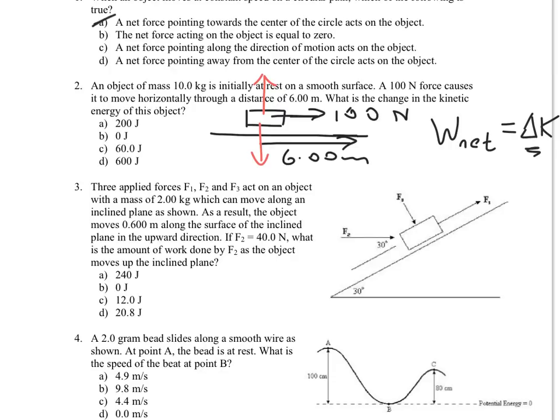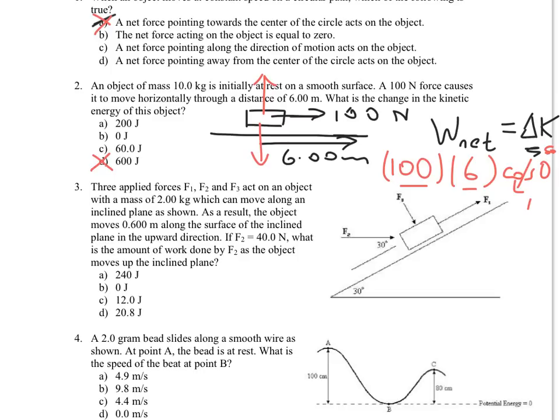So if you assume that it is parallel, that is horizontal, parallel to the displacement, then the net work done is F, 100 newtons, times D, 6 meters, times the cosine of the angle, which is 0 degrees, which is 1. So it will be 6 times 100, which would be 600 joules. That would be the answer.